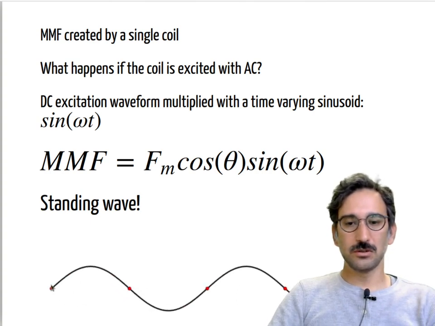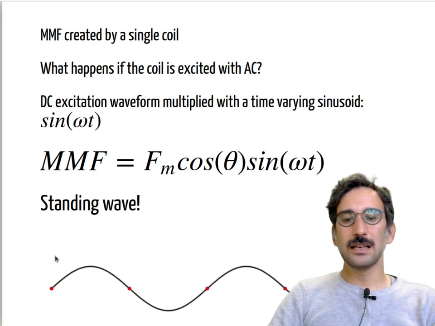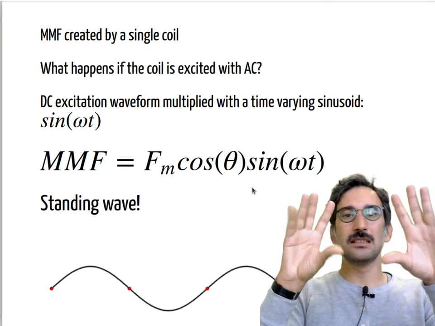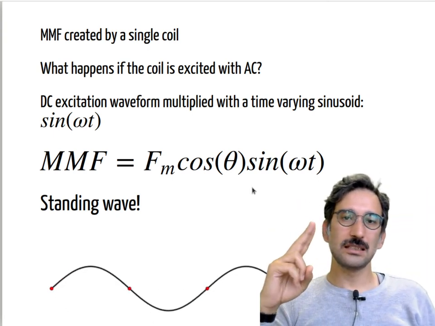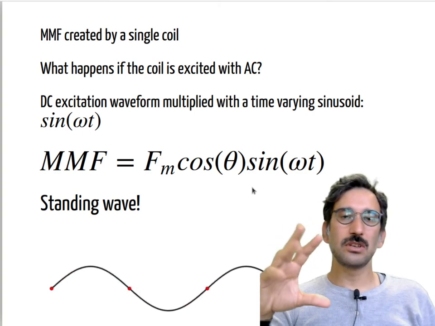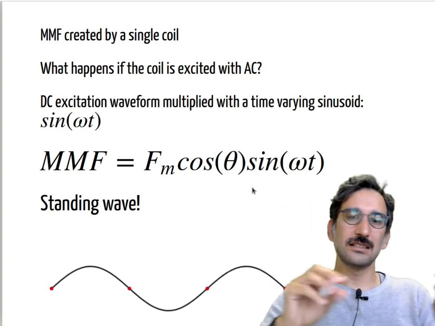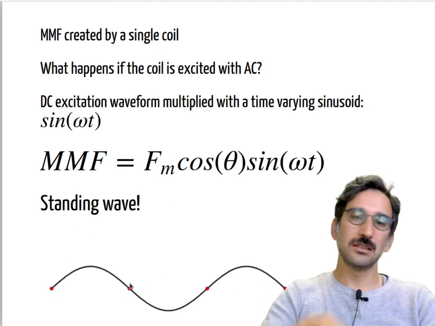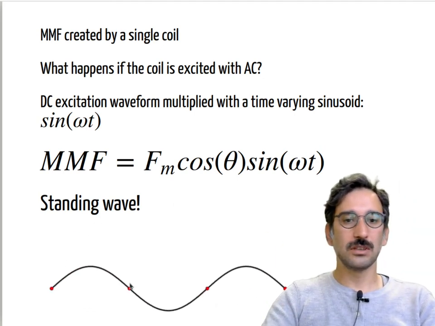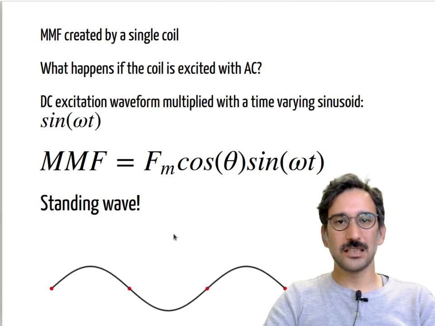So don't worry, you can think of the x-axis as the displacement or rotation, and as you can see, depending on the current direction, it is a standing wave. So using a single coil excited with AC, you can generate a standing wave. Again, it doesn't have to be a perfect sinusoid depending on the flux distribution, but that is what we assume for now.